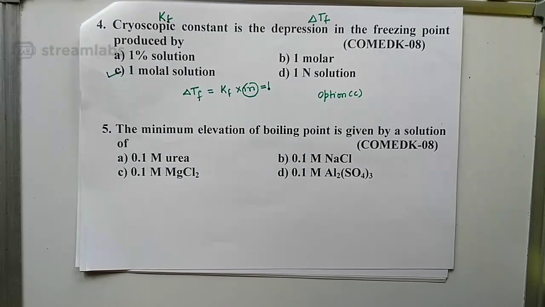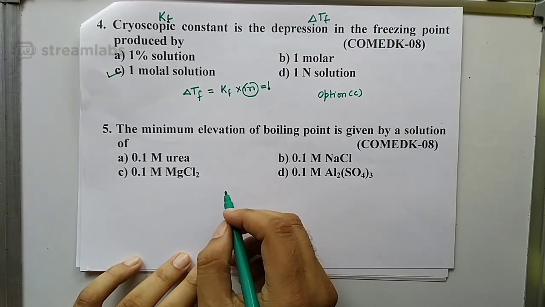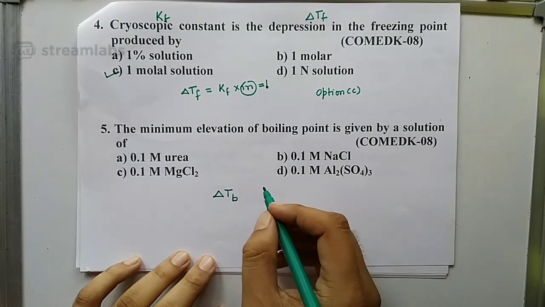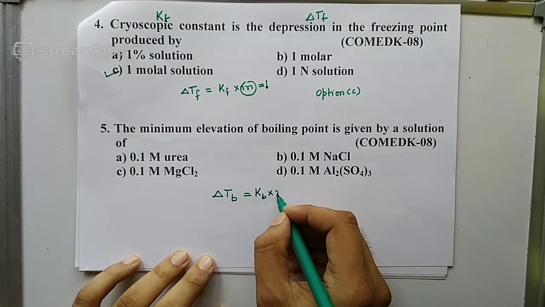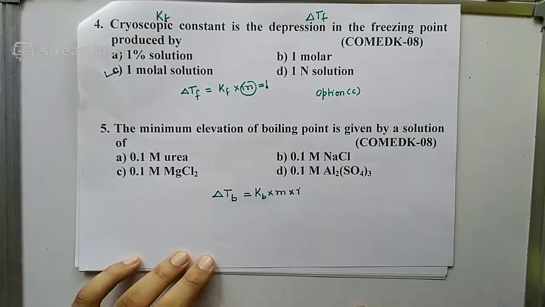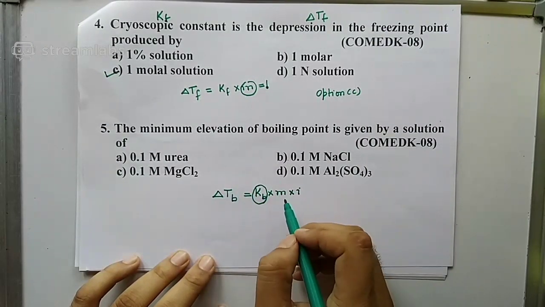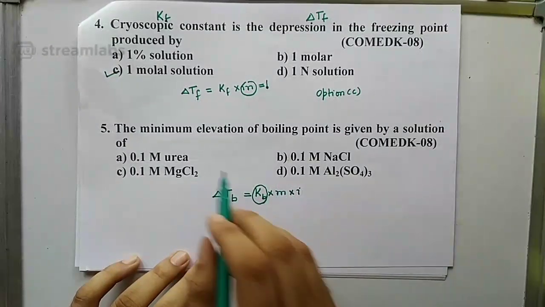Question number 5 asks which solution has the minimum elevation of boiling point. First of all, let us see the theory behind this. You know that delta TB is equal to KB into M into I if you have electrolytes. KB is constant, and they have given molarity, so the variations would be the same for all the things. So let us take it as molarity.